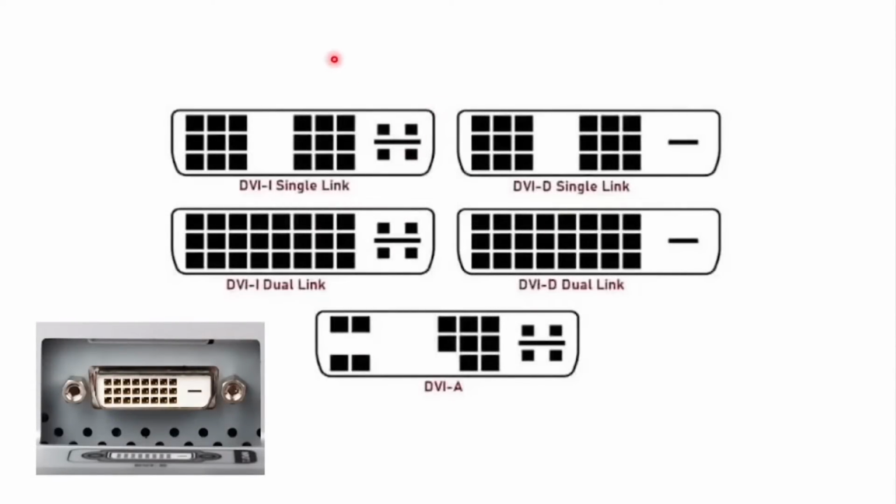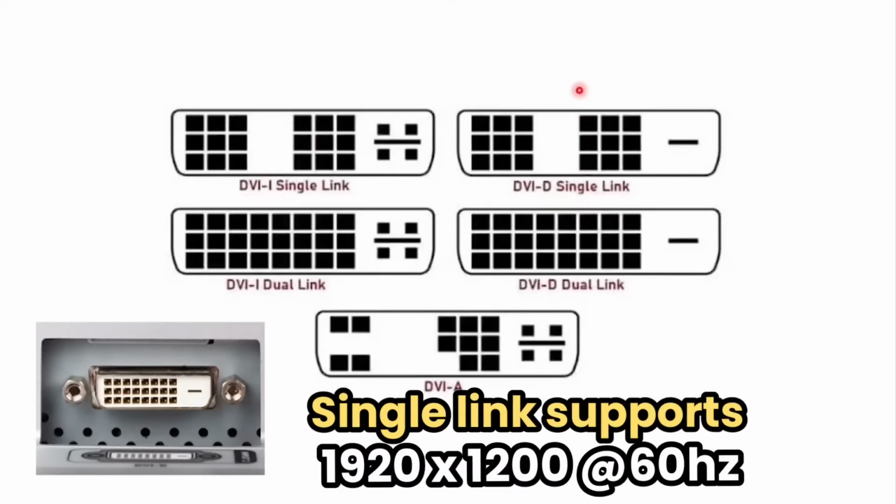Now let's talk about the DVI ports. As you see, there are many types of DVI ports. The DVI-I single link and DVI-D single link. As I told you, DVI-D provides a digital-only signal while DVI-I can support digital and analog signals. Single-link DVI employs a single transmitter with a TMDS clock up to 165 MHz that supports resolutions up to 1920 x 1200 at 60 Hz.